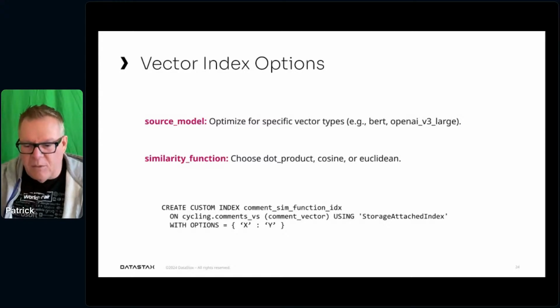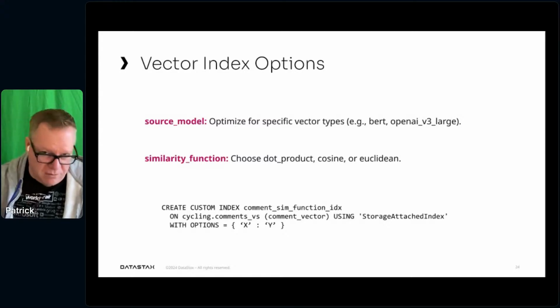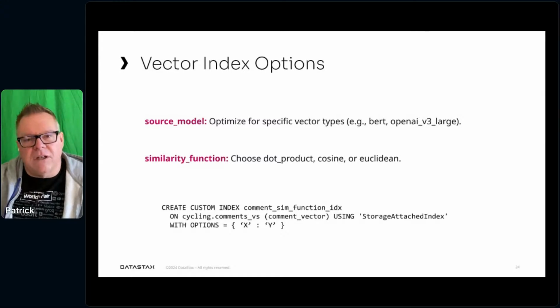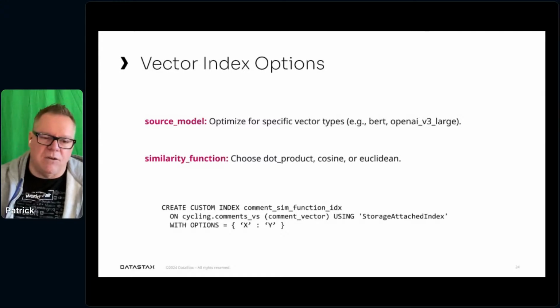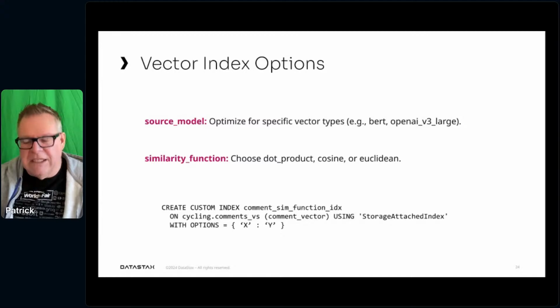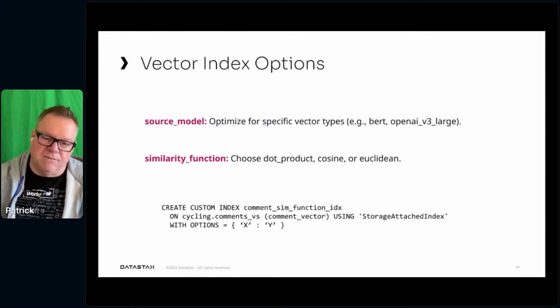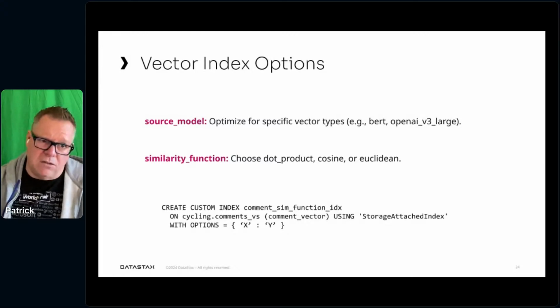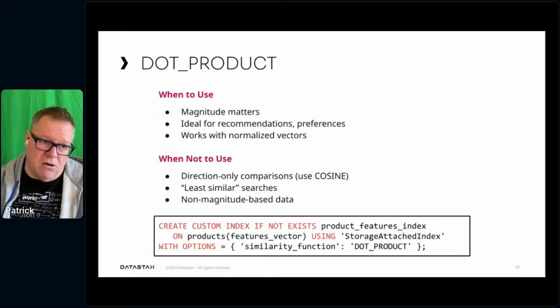It's probably the one you should use if you know what model you're going to use. If you don't know, then you have to get a little more generic and use one of the similarity functions. And there are three: dot product, cosine, and Euclidean. Those are new, and I'll go through those. But the similarity function is the alternative to source model. So let's get into what those actually are.